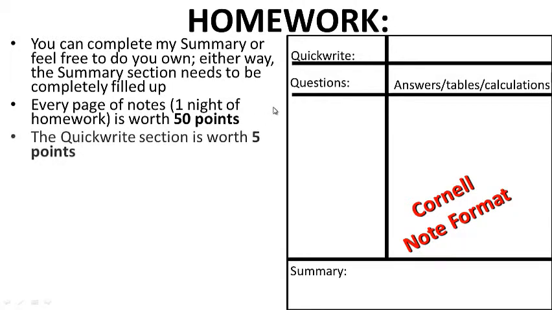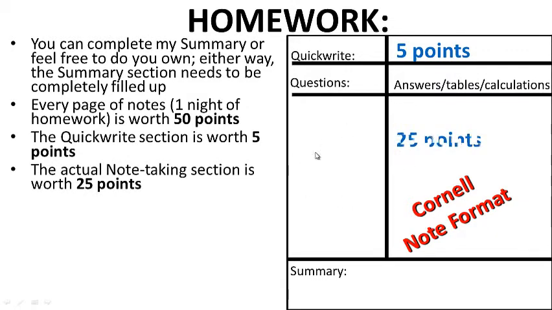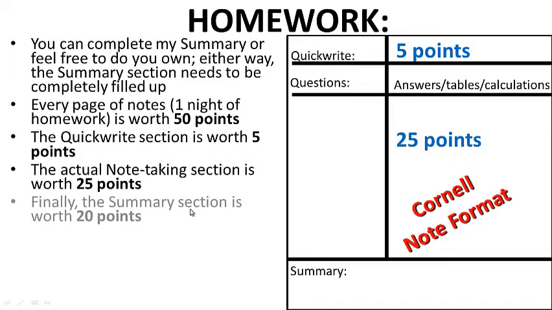You get 5 points for a quick write, which is basically a really easy question. There's no wrong answer. It's just to get you thinking about the day's topic. It's just what you think. 5 points for just doing your quick write. The main section here is worth 25 points. The questions and the answers. This whole section is worth 25 points. Then finally, the summary section is worth 20 points.